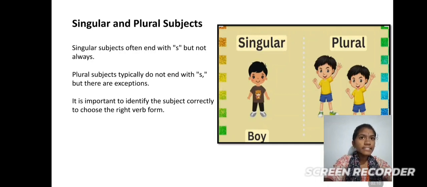However, in English, subjects can be tricky because some singular nouns look plural, and some plural nouns do not look plural. Irregular plurals do not end with s. That is why we must carefully identify the subject before choosing the verb.